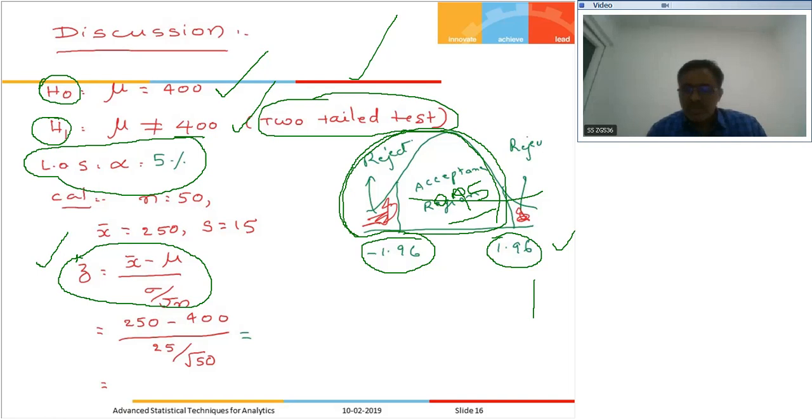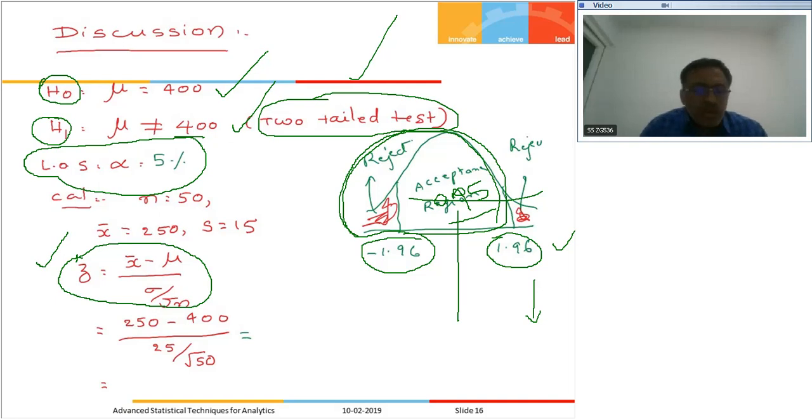We'll see once again, right? 1.96. Now what about the left? Because both are symmetric, if it is 1.96 here, here also it is minus 1.96. This is how we have to find the region. What we say is that the region between minus 1.96 and plus 1.96 is called the region of acceptance. This is called the acceptance region, or critical region, what we call. The outside of this is called the region of rejection.